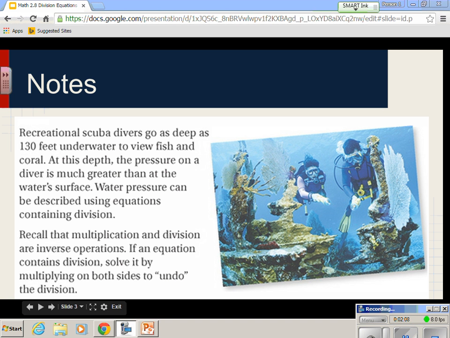So like every other one we've done so far, I'm going to give a little scenario here that we're going to look at, where we're going to have to probably use some sort of division equation. So here it says recreational scuba divers go as deep as 130 feet underwater to view fish and coral.